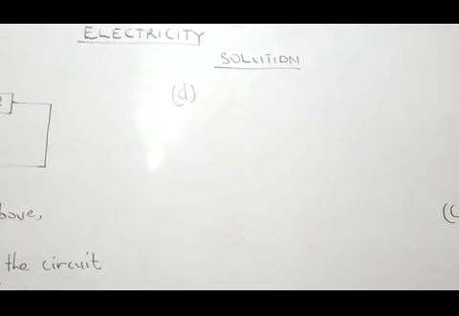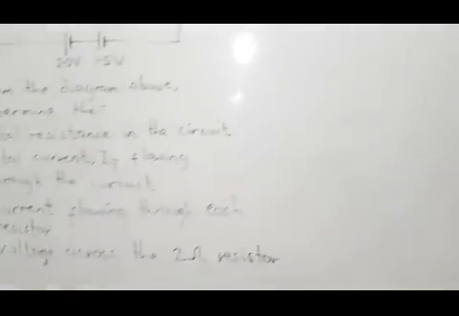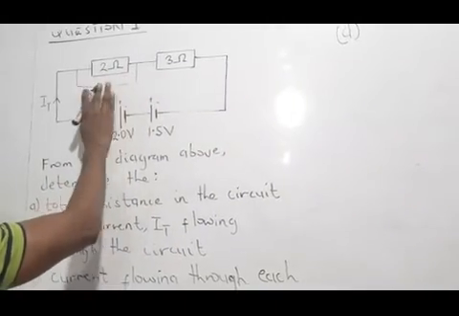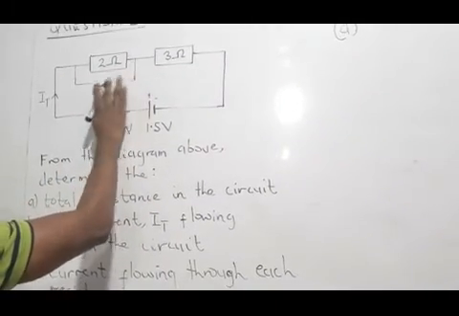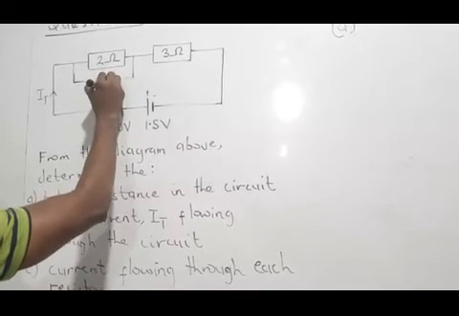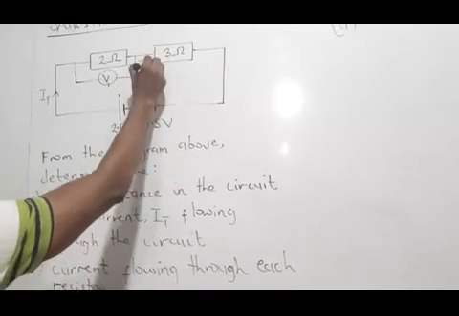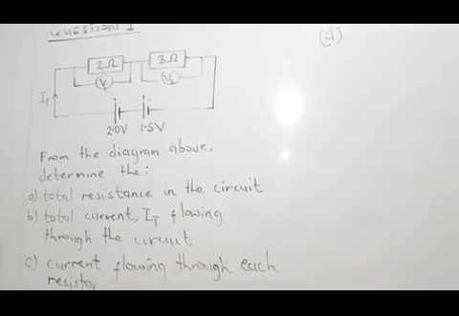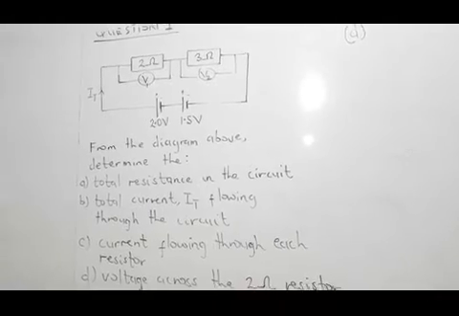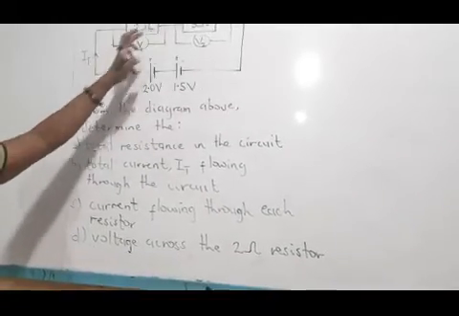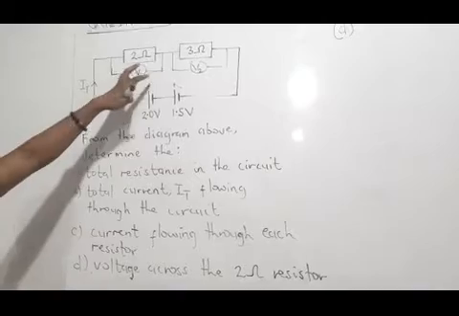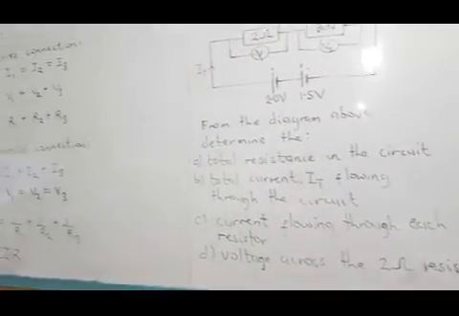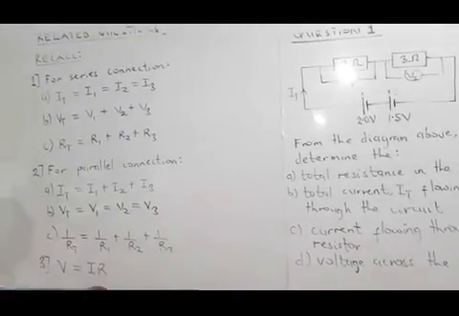Question D says, determine the voltage across the 2 ohm resistor. So you are looking at the voltage across the 2 ohm resistor. If this is R1, you are looking at V1, the voltage across the 2 ohm resistor. We also have the voltage here, which is the V2, across the 3 ohm resistor. So we've identified the current flowing through it. This is IT. We know this resistance already, that is 2 ohm. So from V equals IR, we just use this equation and then we look for the voltage.